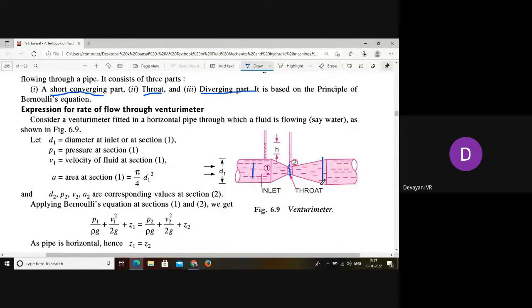Now, to derive the expression for the rate of flow, or the discharge, let's take two sections. One second.